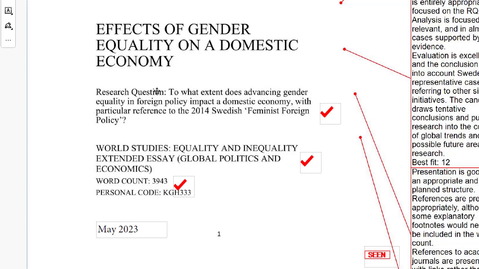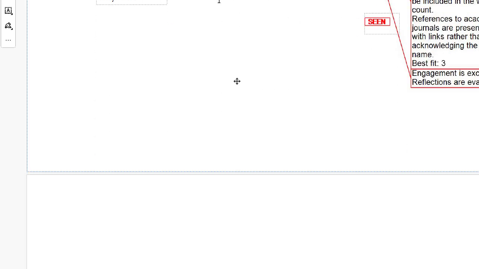You must have your research question, obviously exactly worded the way it is. And then if it's world studies or whatever subject it is, you write that here. If it's world studies, you must include the equality and inequality or peace and conflict, that sort of thing. And you must include both subjects. If it's just a history extended essay, just write history extended essay. Obviously, the word count, your personal code, and the May session. So that's the cover page.